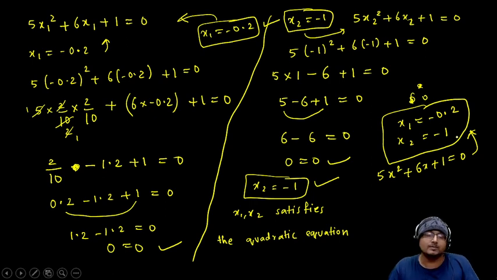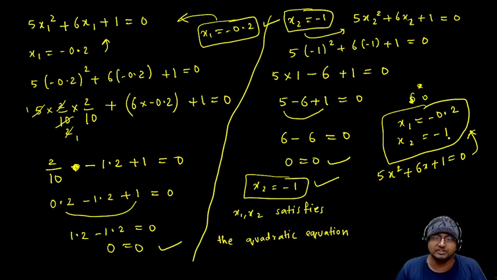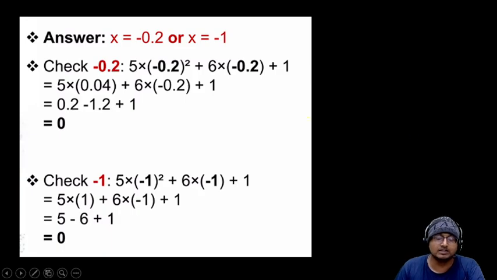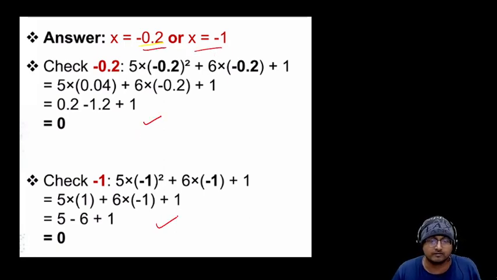So like this is the procedure to find the roots of any equation. Okay. So let us see one more example problem. So these are the proofs that substituting x equal to minus 0.2 and x equal to minus 1 in this equation satisfies it. We already proved these equations, right? So that's the thing.